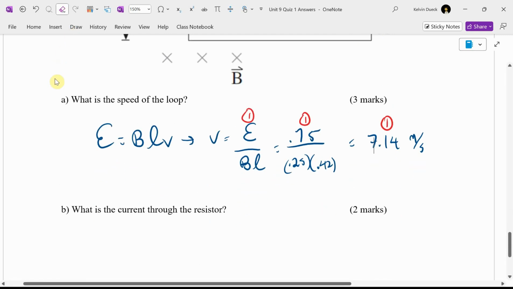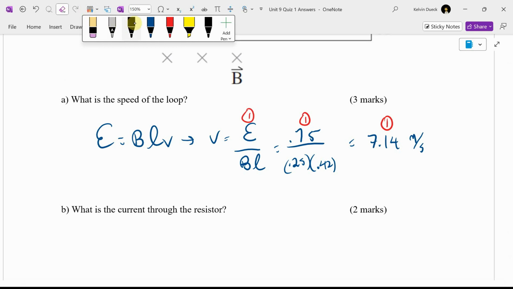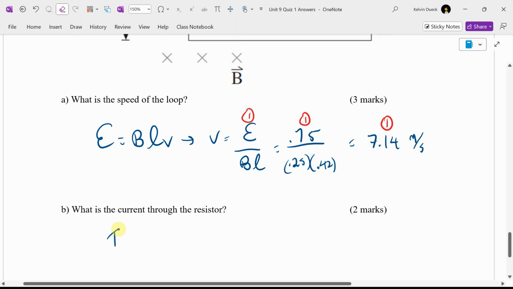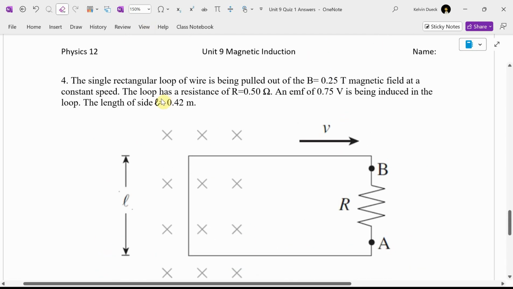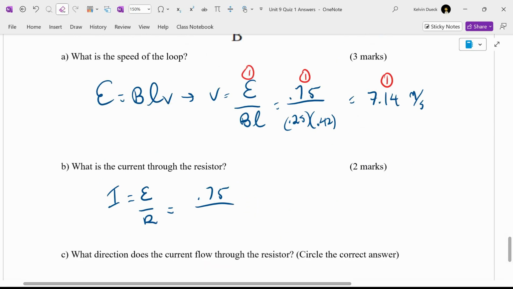What else can I find? I can find the current through the resistor. V over R is going to be 0.75 divided by 0.5. Oh, I can do that in my head. Is it 1.5 amps? Yep.